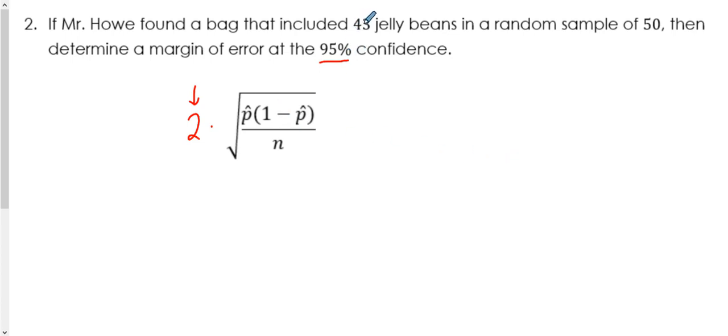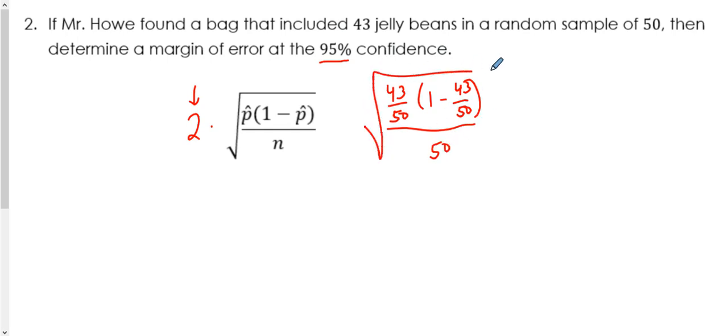So, 43 out of 50. That's 43 out of 50 times 1 minus 43 out of 50 over, well, how big was our sample? Our sample was 50. Then we're going to take the square root of that and multiply it times 2. This is going to give us our margin of error.